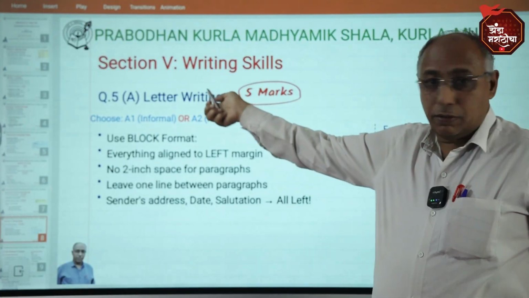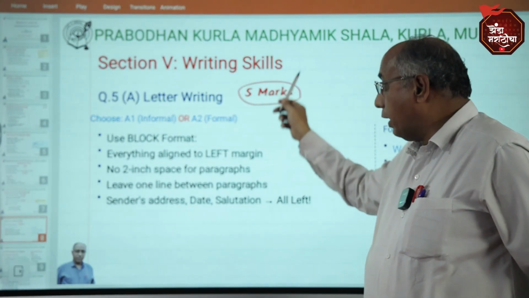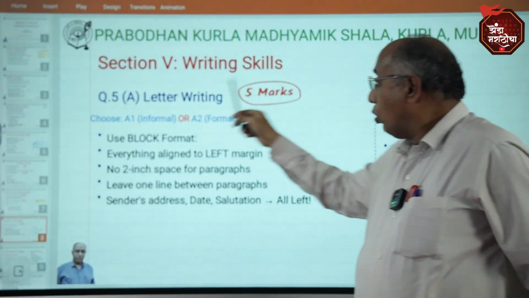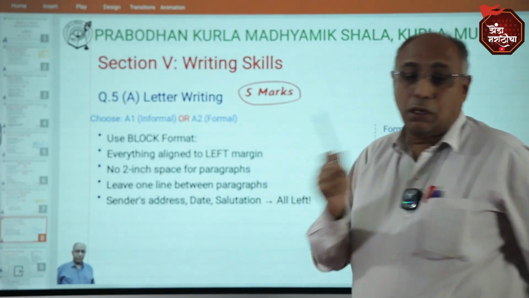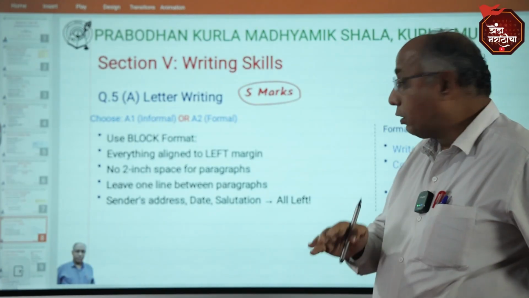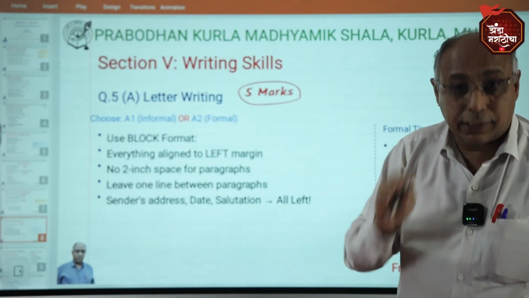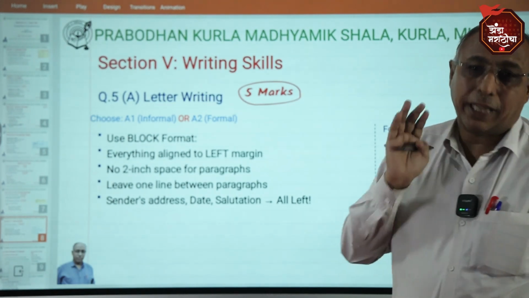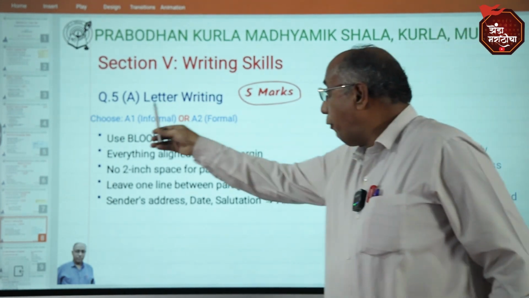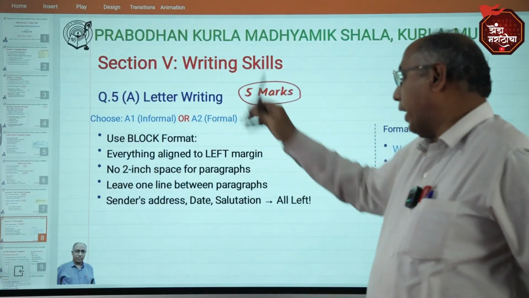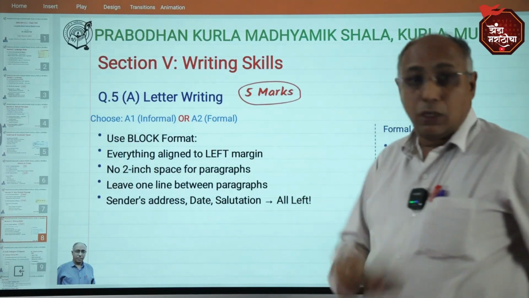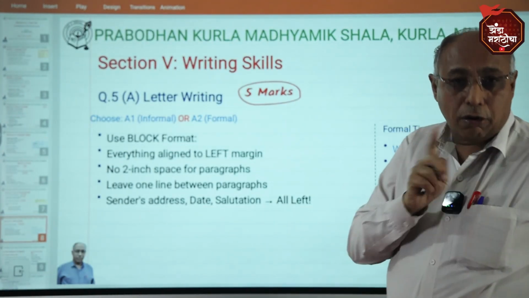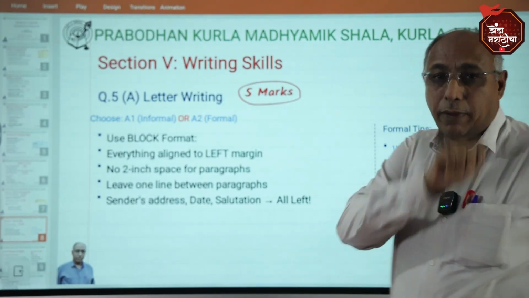Section 5 is writing skill, and this is related to question number 5 and question number 6. Two questions will be asked, but different kinds of write-ups are expected from the student. So, question number 5A is letter writing that carries 5 marks. Two types of letters will be asked: formal letter and informal letter.